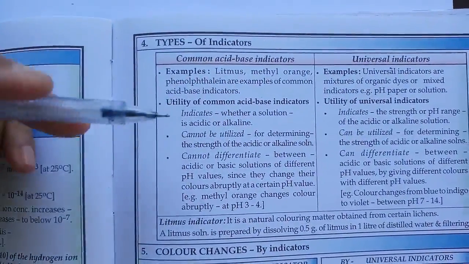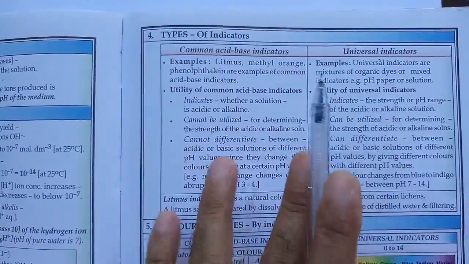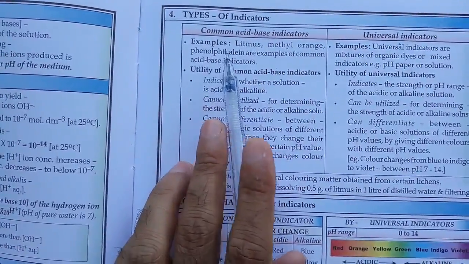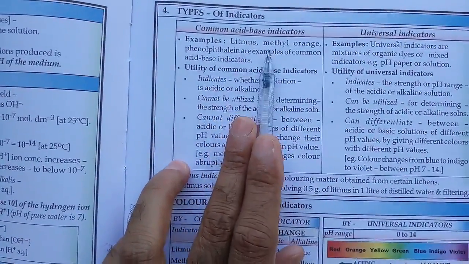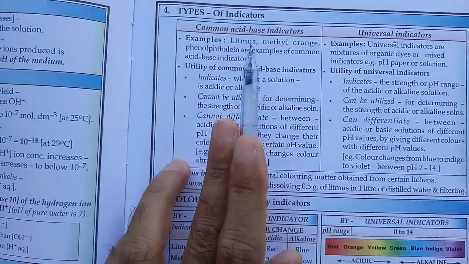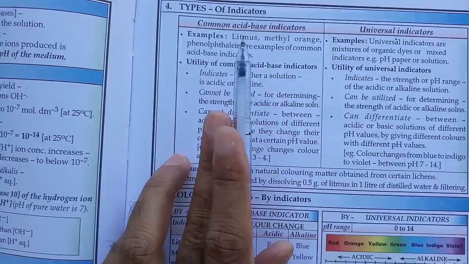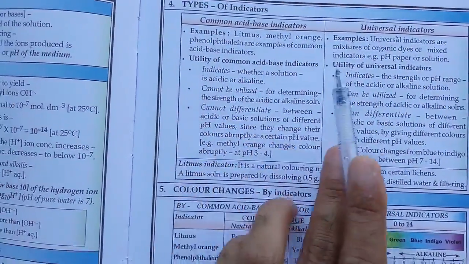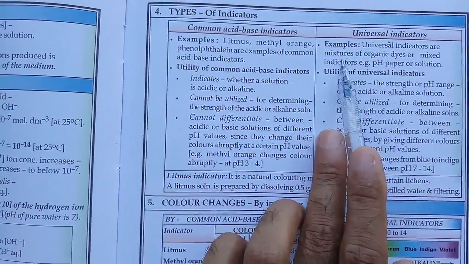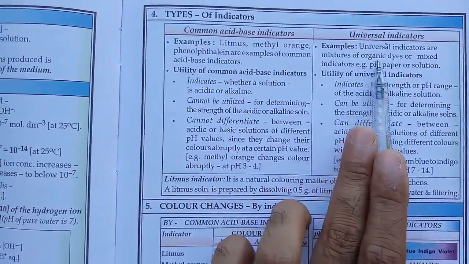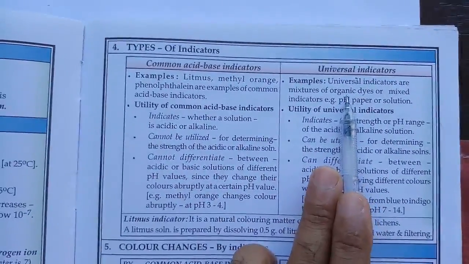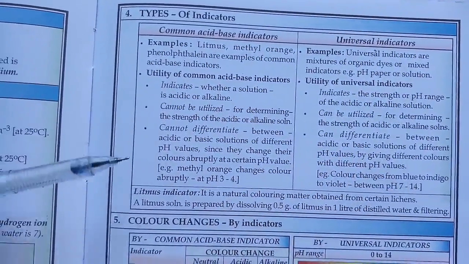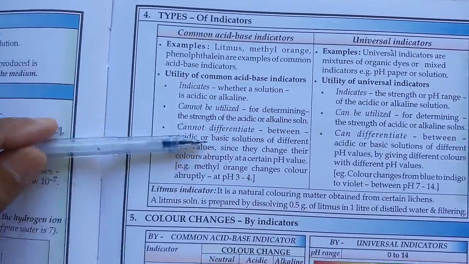Common acid base indicators and universal indicators. These we are using everywhere, it is universal, right? Examples are litmus, methyl orange, phenolphthalein. These are the common acid base indicators we use in the lab frequently, right? And universal indicators are a mixture of organic dyes or mixed indicators, for example pH paper or solution. This we generally use regularly. These are the indicators, right?